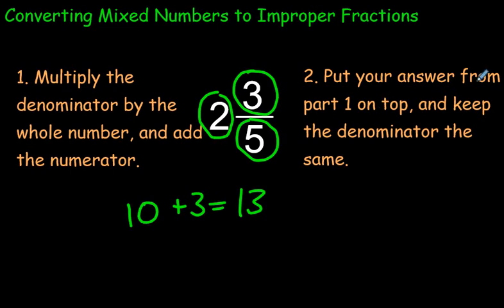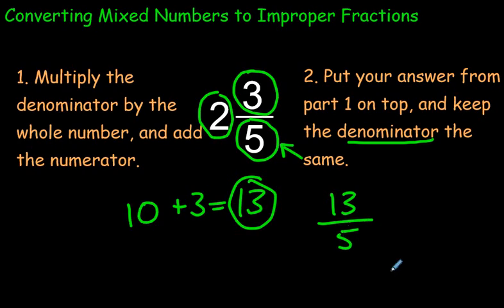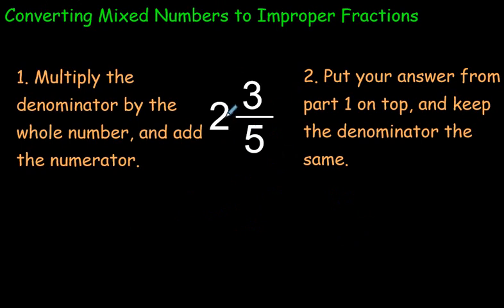Put your answer from part 1, take this answer, and put it on top. Put it in the numerator. What would go underneath, though? In the bottom, or the denominator, keep the denominator the same. Keep the denominator exactly what it was to begin with. Keep that 5 right there. So if you're changing a mixed number into an improper fraction, let's do it one more time really quick. 5 times 2 is 10. 10 plus 3 is 13. And you leave the bottom the same.